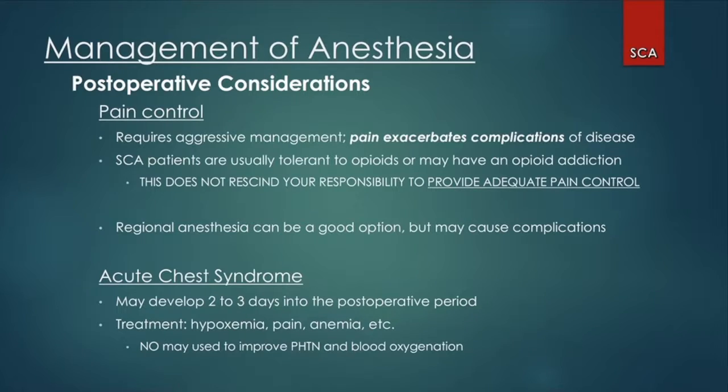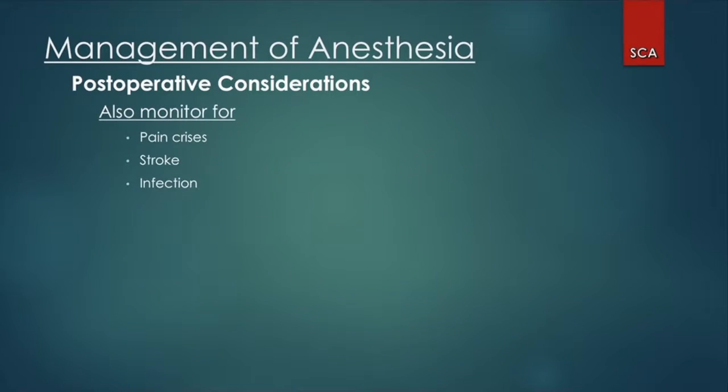Also, acute chest syndrome, be aware of that. It may develop 2 to 3 days into the post-op period. Treatment, you want to focus in on hypoxemia, pain, and anemia, etc. Basically, just treatment for the disease. Nitric oxide may be used to improve pulmonary hypertension and oxygenation. Also, regional anesthesia can be a good option, but it can also lead to some complications, so just be careful with that. Also, postoperatively, you want to monitor for pain crises, stroke, and infection.